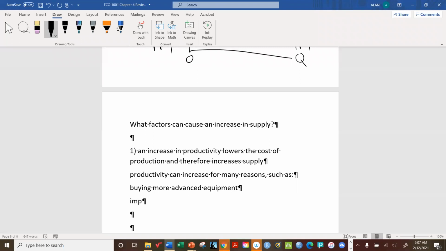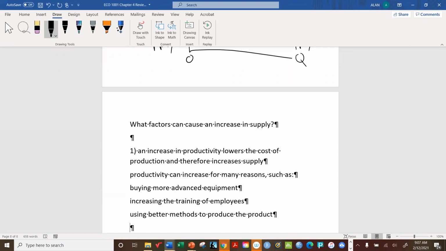Improving or increasing the training of employees. Okay, let's say you've got a bunch of people working there. The more you train them, the more skills you give them, the more productive they can be. How about using better methods to produce the product? Right, that could be a lot of things. But there's a lot of reasons why this can happen.